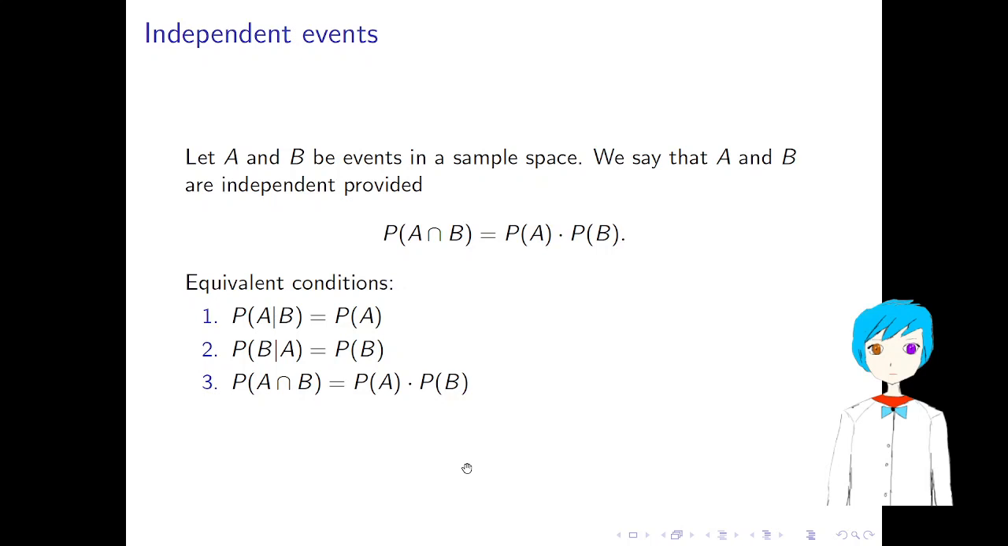There are also some equivalent conditions. The conditional probability of A given B equals P(A) implies the independence of A and B. Similarly, the conditional probability of B given A equals the probability of B implies the independence of A and B.